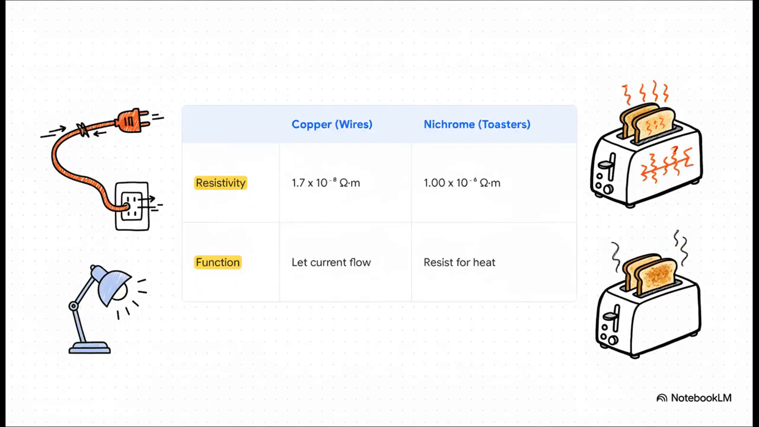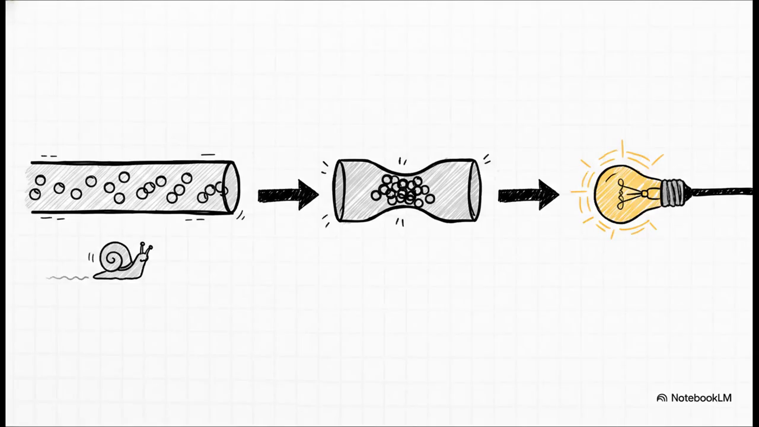And this brings us right back to your toaster. The cord that plugs into the wall, it's made of copper. Super low resistivity. We want the power to get to the toaster easily, with no fuss. But the glowing wires inside the toaster, that's nichrome. We choose that material specifically because it has high resistance. It fights the current, gets incredibly hot, and toasts your bread. It's absolute genius.